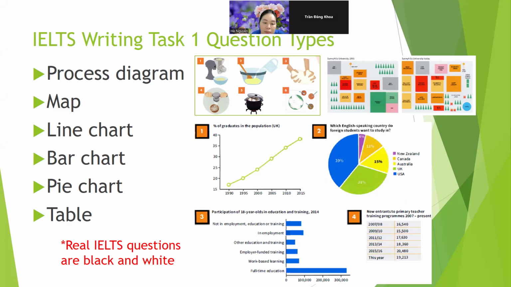Verbs and adverbs are used to describe the trends. Whereas, look at table 4. New entrants to primary teacher training program from 2007 to present fluctuated throughout the period. So you can see decreases, increases, decreases, and increases, and so on. So fluctuate, increase, decrease, stay the same. Those are the language you need to use for charts that have changes in time.